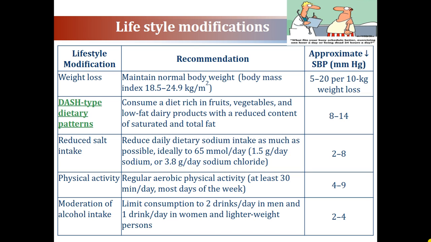Let's discuss lifestyle modification or non-pharmacological measures first. If the patient is obese, advise the patient to lose weight. Maintain the normal body weight, that is body mass index between 18.5 to 24.9 kg per meter square. That is responsible for an approximate reduction in systolic blood pressure of 5 to 20 per 10 kg weight loss. If the patient loses 10 kg, then systolic blood pressure reduces by 5 to 20 mmHg.